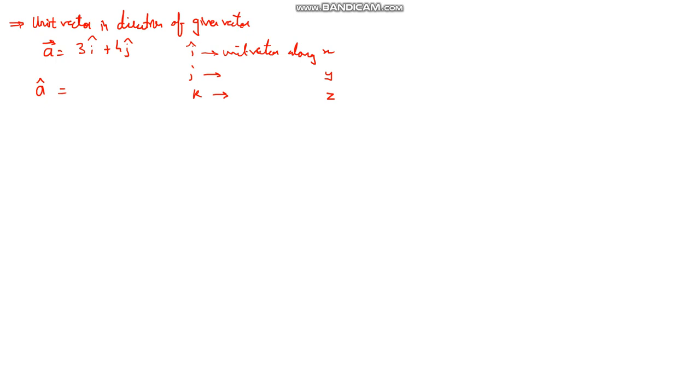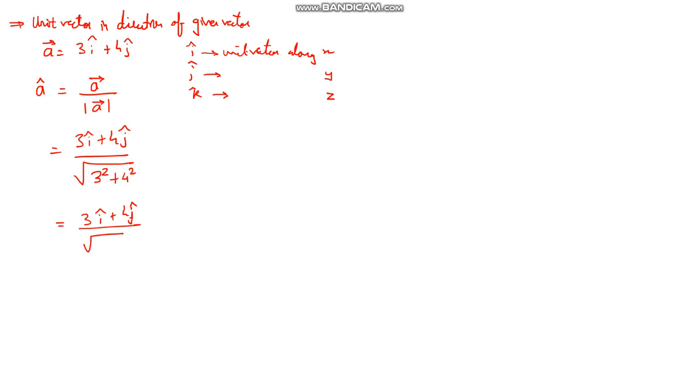Remember this, right? So a unit vector is found by dividing the vector itself by its magnitude. The vector that we have is 3i plus 4j. We will divide this by its magnitude. How to find the magnitude of a? Under root of the x component, which is 3, and the y component, which is 4, the square of both. So what we are left with is 3i plus 4j.